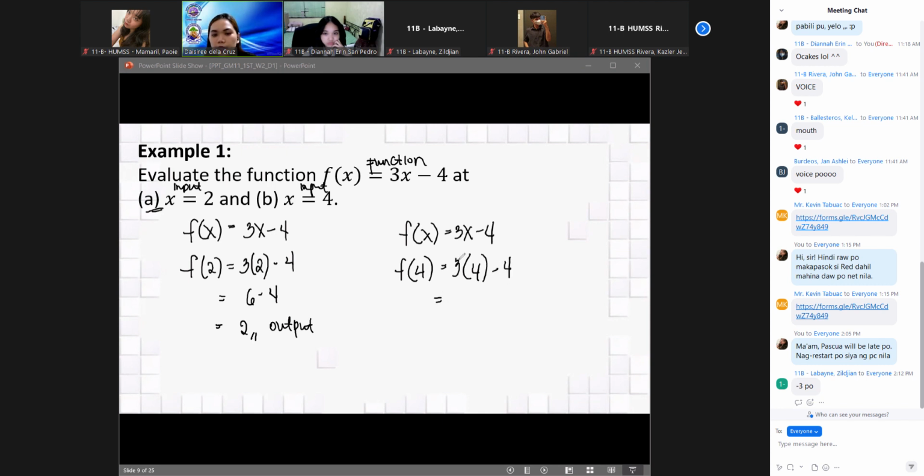Then, simplify. 3 times 4, 12. 12 minus 4, 8. Okay, so therefore, if we have an input of x is equals to 4, ang output natin is 8. So, maliwanag kung paano mag-evaluate ng function.